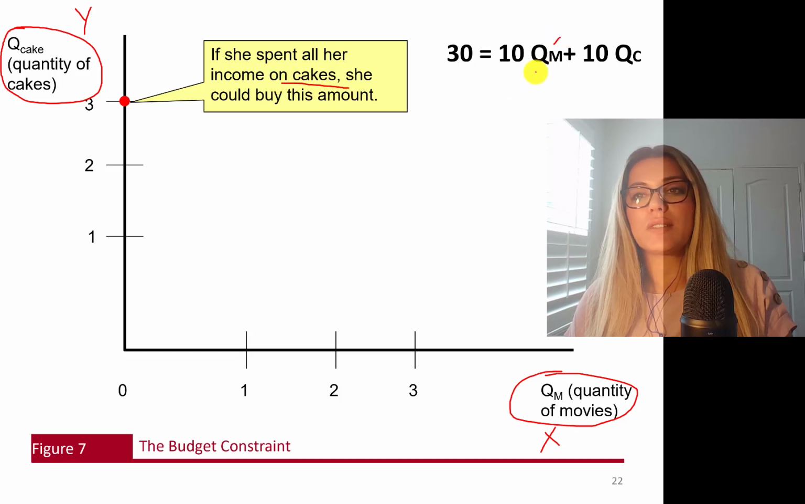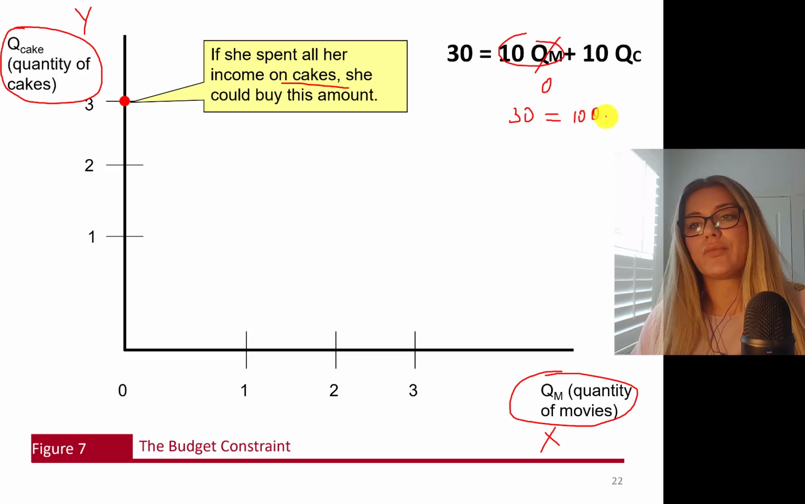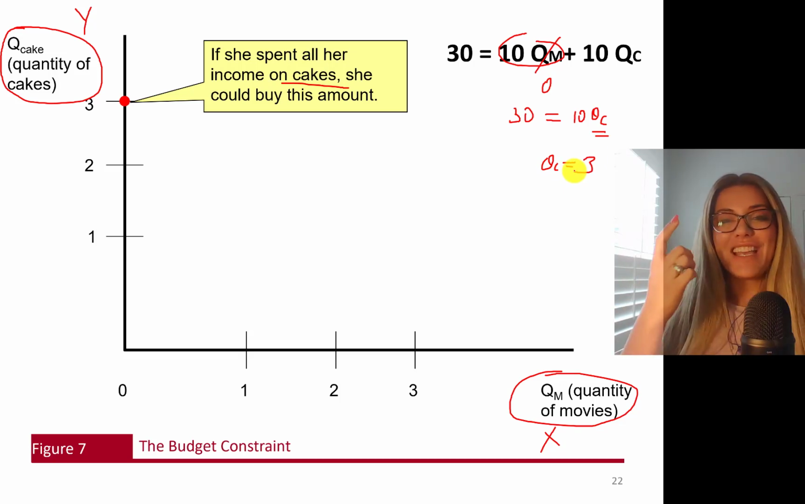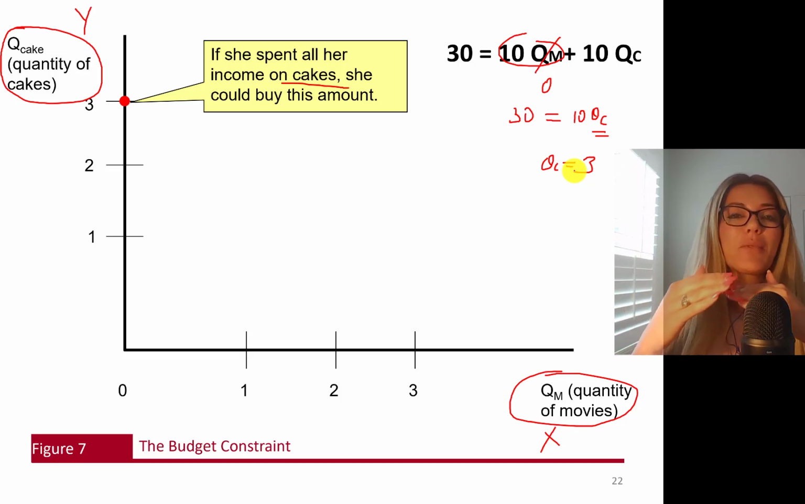So the quantity of movies is 0. I don't want to buy any movies. So I have 30 equals, this first term will be 0, 10 times 0 is 0, plus 10 QC. So your QC is going to be 3 units. So long story short, you have $30 and one cake is $10. You're only buying cakes. There's no saving, no borrowing. That means you can't spend more than $30.